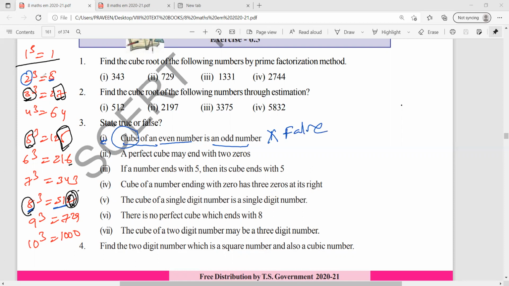Am I clear? The cube of an even number, I got an even number only. Here the cube of 4 is an even number. I got an even number only. 8 cube is an even number cube, even number. That is telling odd number. So the answer is false.